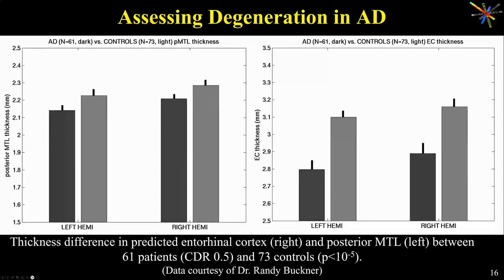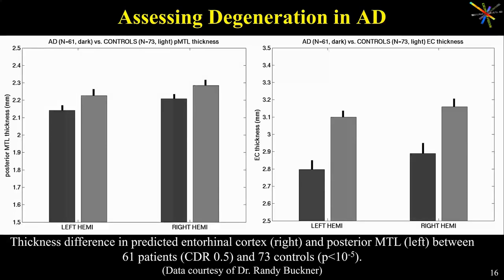These are data from Randy Buckner. These are, again, very mild Alzheimer's. These are CDR rating 0.5. So they're kind of the mildest end of the spectrum that you would call Alzheimer's. And on the right, you can see cortical thickness in AD in the dark bars and controls in the gray bars. And so already in the CDR 0.5 subjects, you can see that there's this robust thinning of the cortex that we can detect.